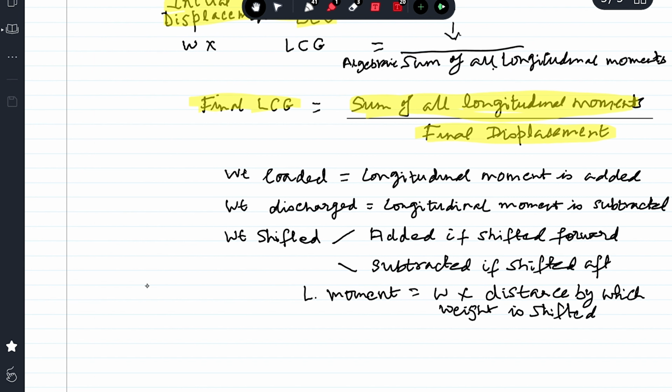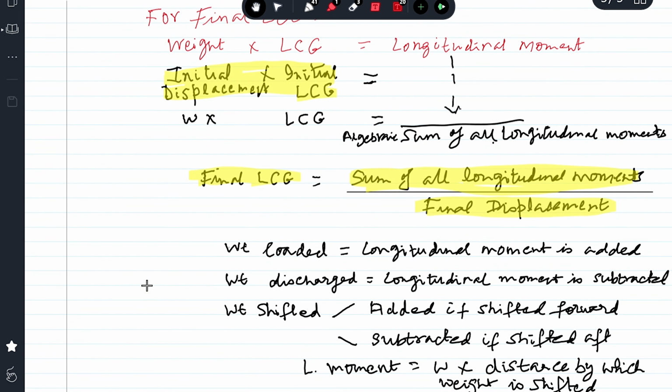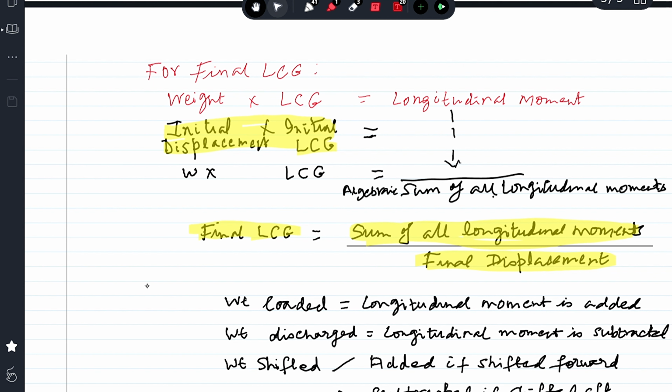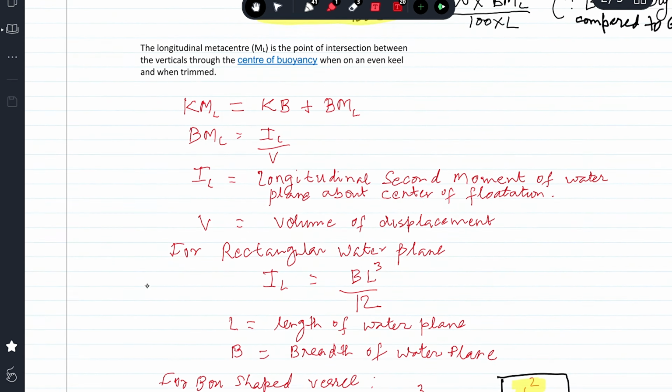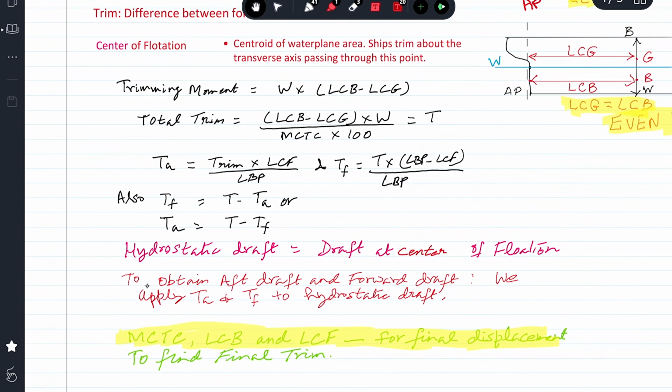Then the algebraic sum of all longitudinal moments divided by final displacement gives the final LCG. Sometimes in some questions, what I wrote here, initial displacement into initial LCG, is very important and you must not forget it. Suppose initial LCG is not available. If it's a Hinship question and one of the conditions is given, then you go into that condition and find the LCG, and even the longitudinal moment is available straight away. But if the condition is not given and only drafts are given, then you need to find the initial LCG first.